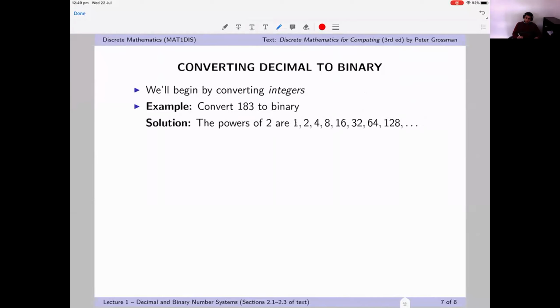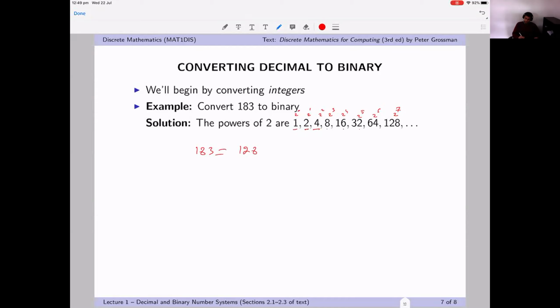So the powers of 2 are: 2 to power 0 is 1, 2 to power 1 is 2, 2 to power 2 is 4, then 8, 16, 32. So this is 2 to power 0, 1, 2, 3, 4, 5, 6, 7, and so on. So you can write 183 as 128, which is 2 to power 7.